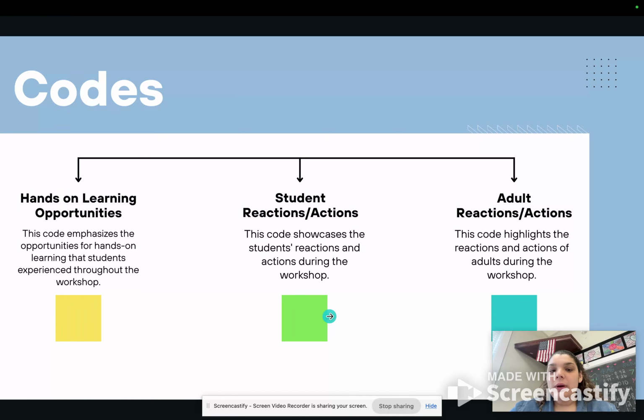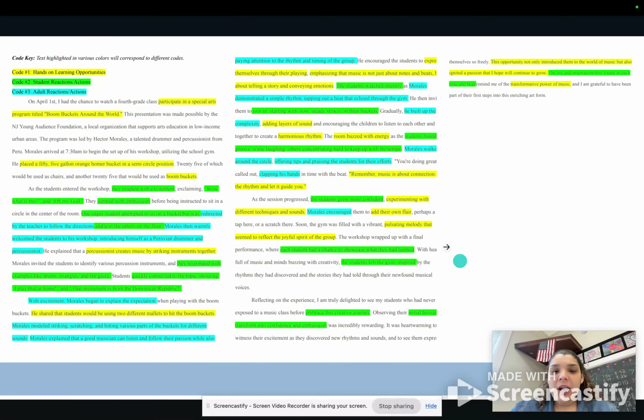In green, we showcased the student reactions and actions throughout the workshop. And in blue, we highlighted the adult reactions and actions throughout the workshop. Here we have the actual observation, and you can see how I used the 3 codes throughout the observation here to kind of find the differences and to separate each sort of activity into those 3 codes.